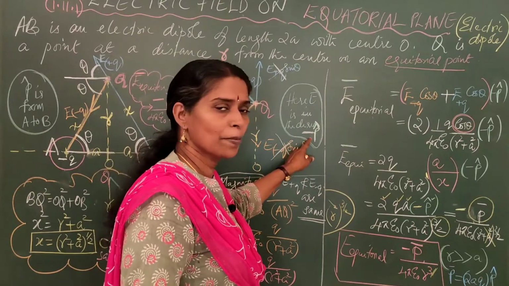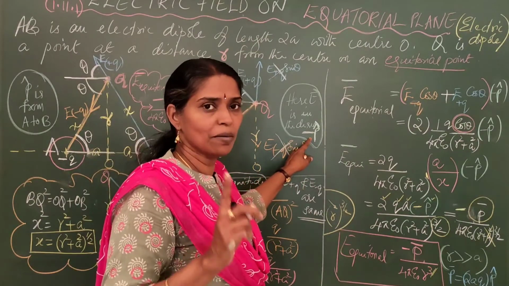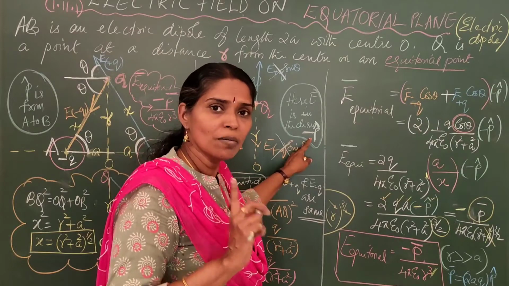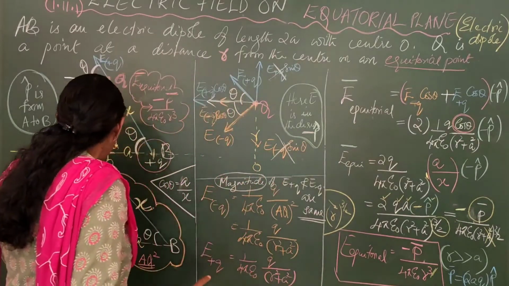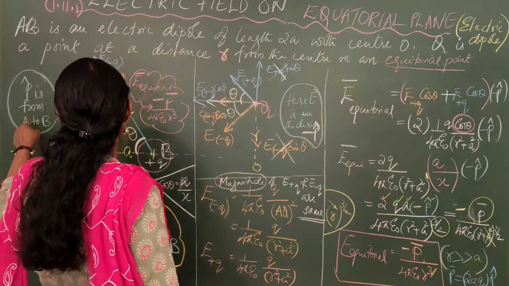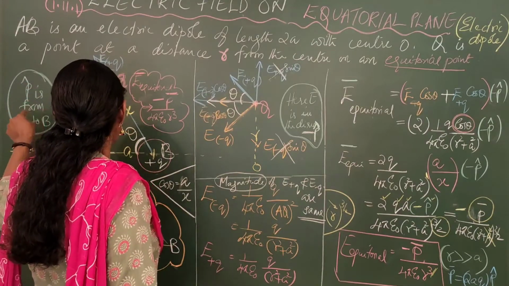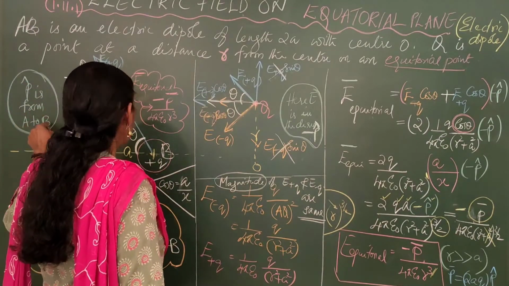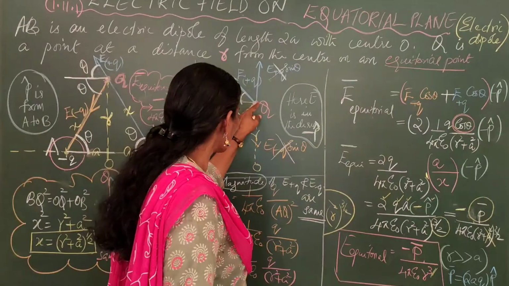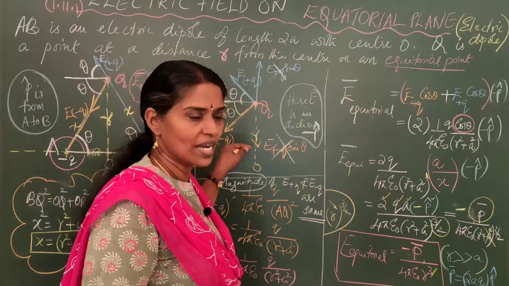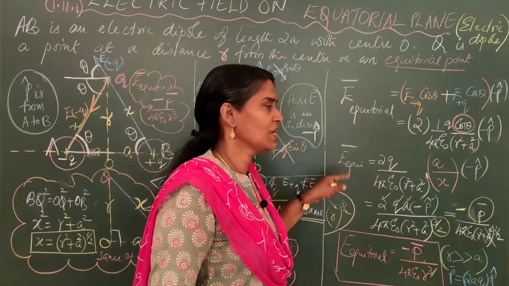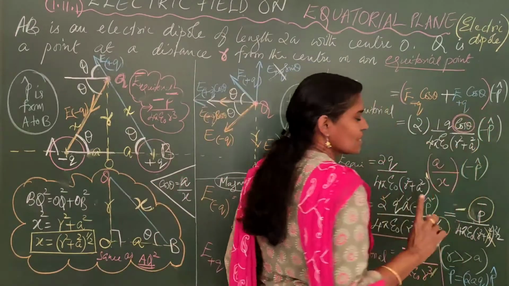Why minus p cap? You know what is p cap? P cap gives the direction of the electric dipole moment, and that is from minus q to plus q. I have written here p cap is from A to B. A to B means from minus q to plus q. So here the electric field is against p cap. So it is minus p cap. Hence I wrote here minus p cap.